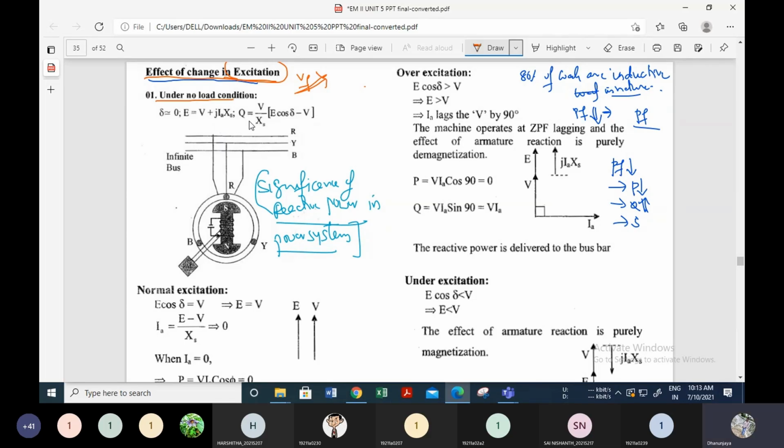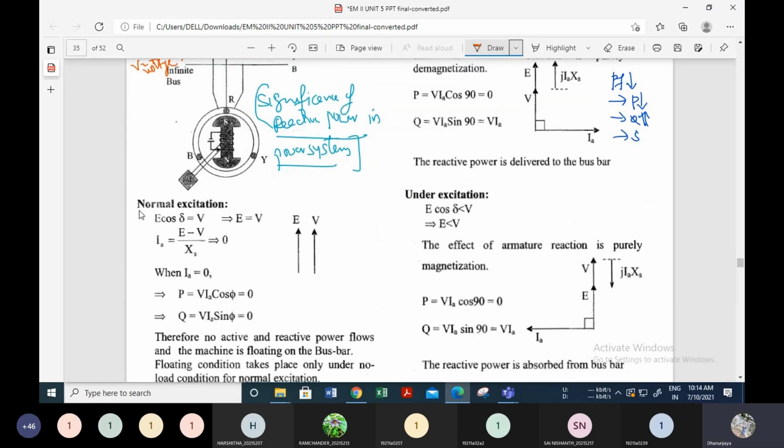So we have the equation here. Normally, E equal to generated voltage and V equal to terminal voltage. So we have the equation we already discussed, Q equal to V by Xs into E cos delta minus V, which was already discussed in the previous units itself. Now let's assume that this is a synchronous machine and it is connected to the infinite bus bar.